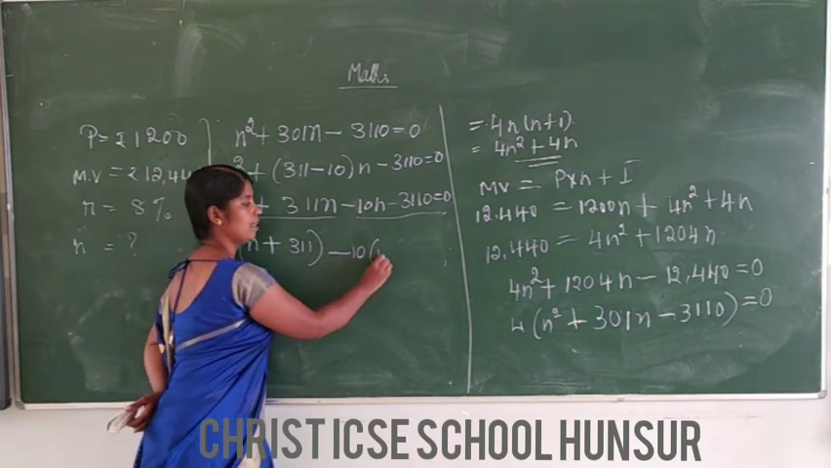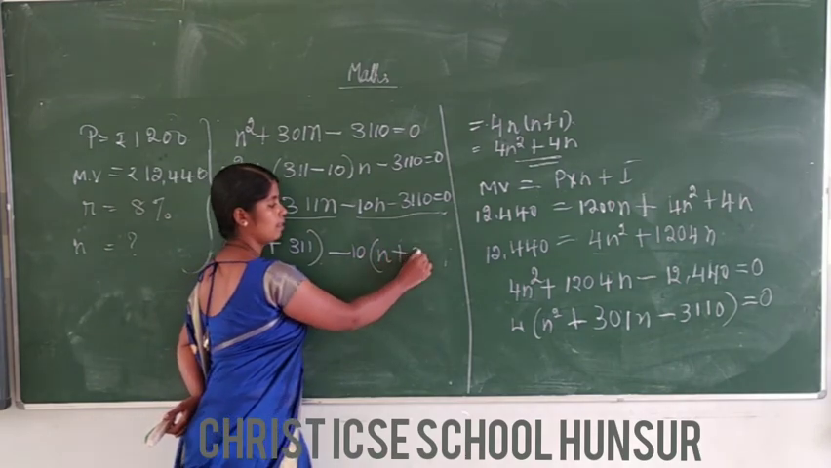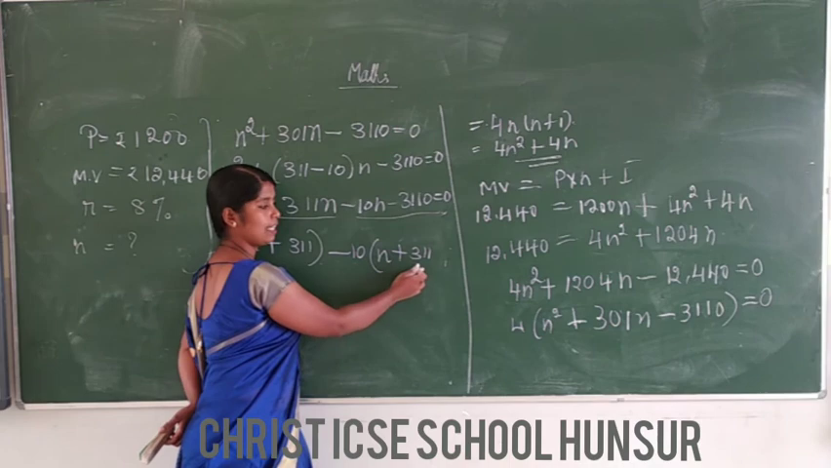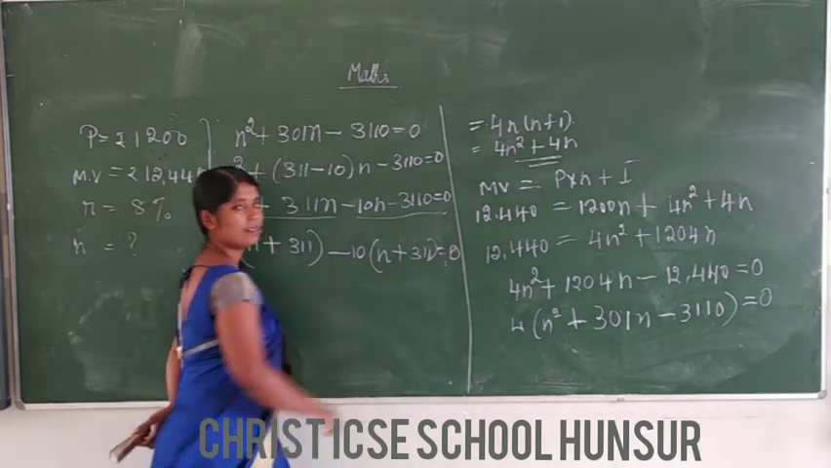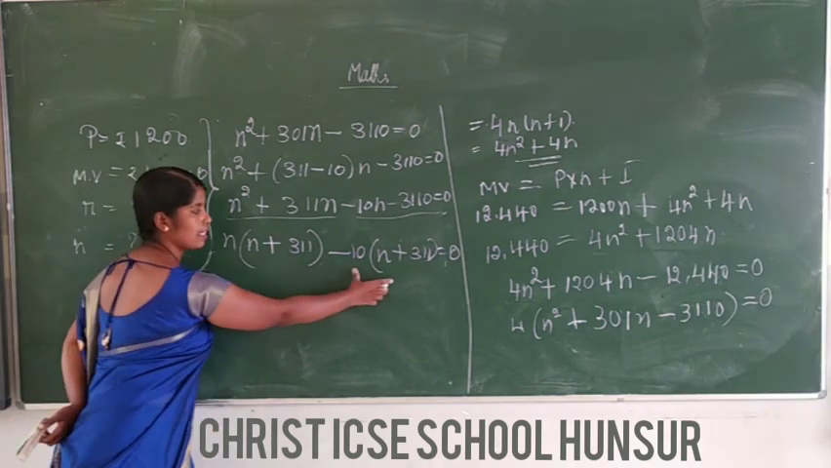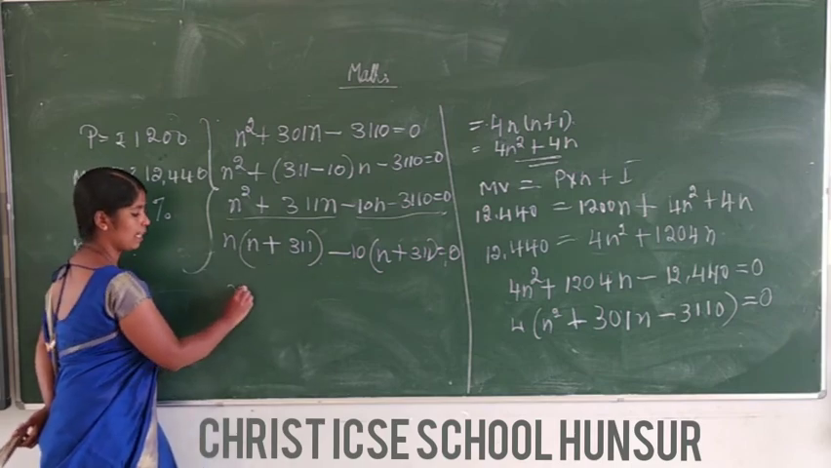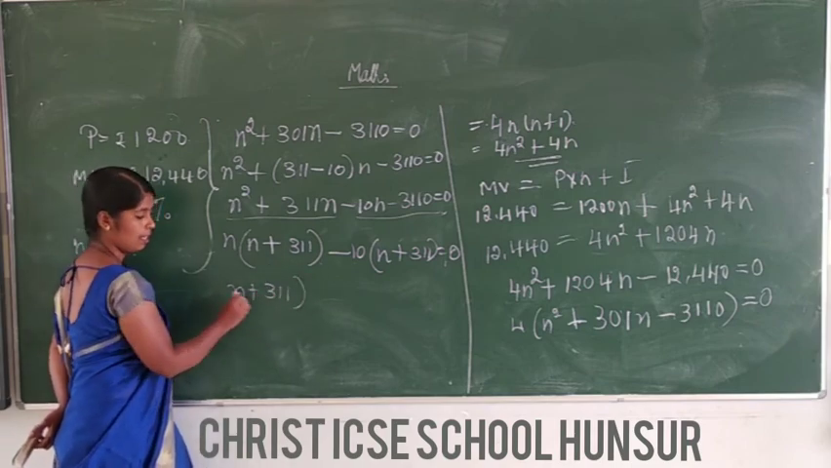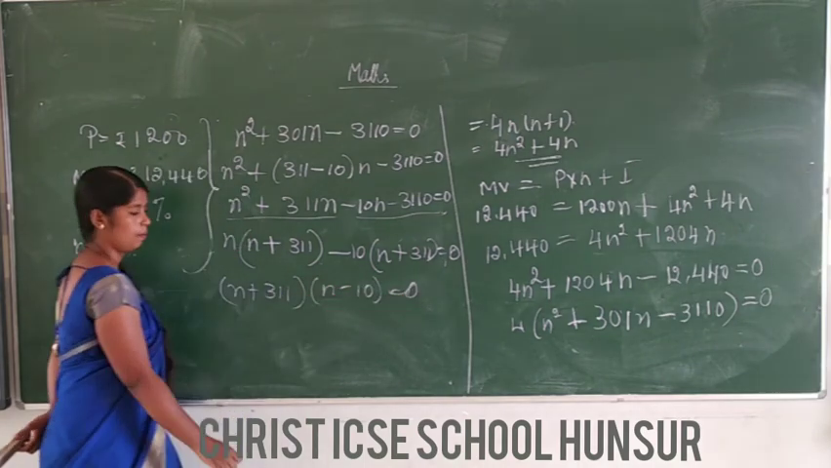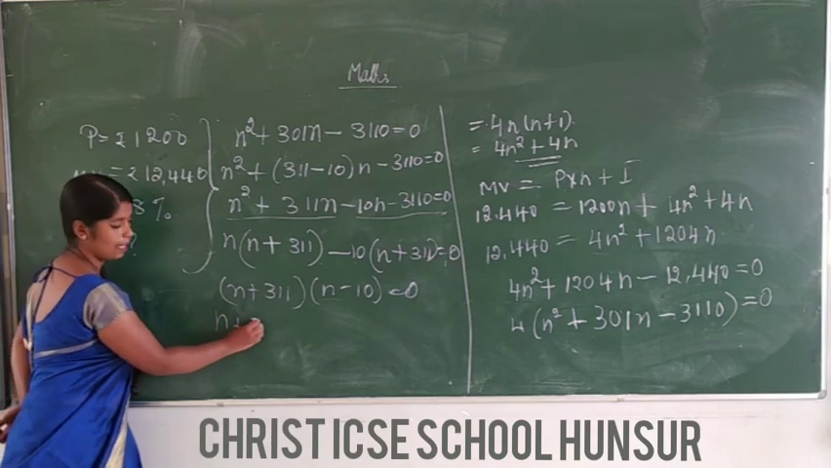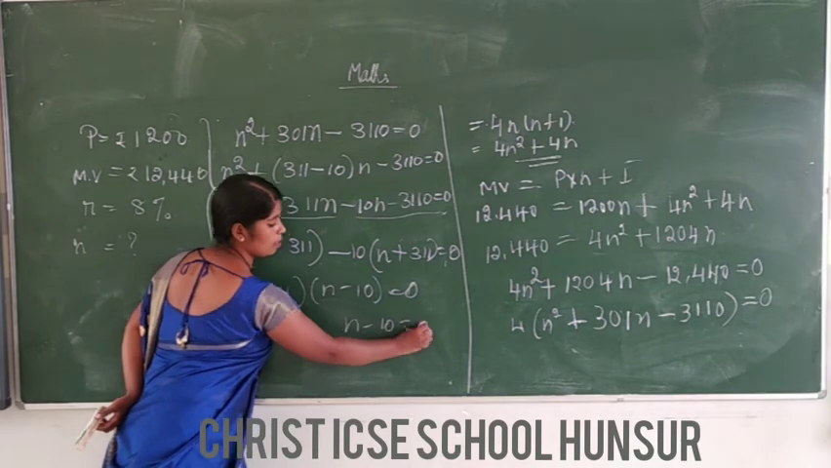So we can write here plus 10 and also plus 311, and 10 into 311 is 3110 equals to 0. So when we consider this equation, n plus 311 is common in both. So we take n plus 311 as common and n minus 10 is equal to 0. So take individually n plus 311 equals to 0, n minus 10 equals to 0.